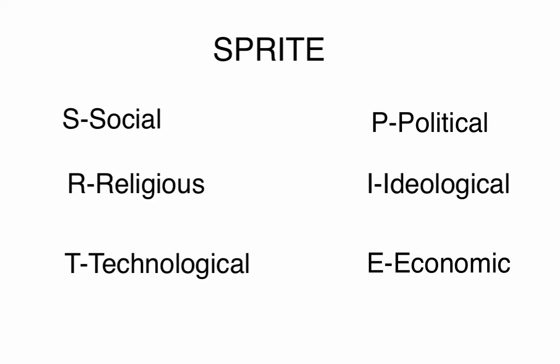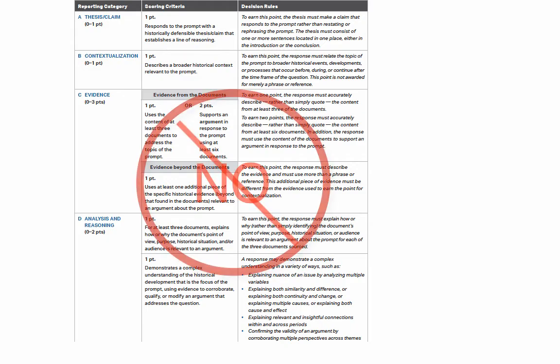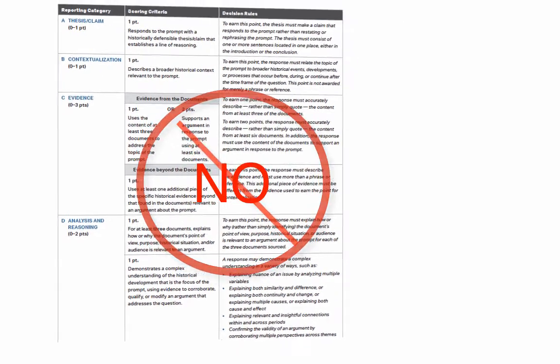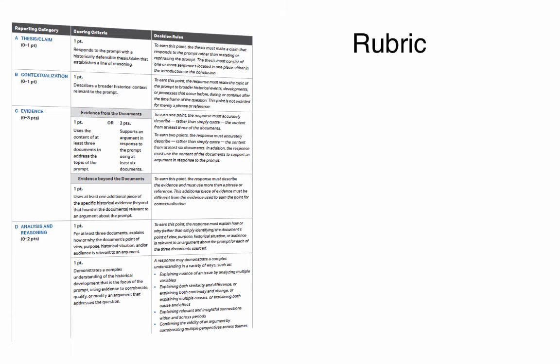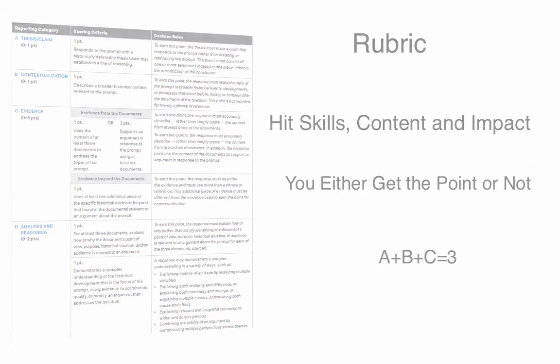Keep each answer to about 2 to 3 sentences at the most. Be brief, concise, and provide the specific argument that the prompt question is asking for you to do. So what is the rubric for answering short answers? Well, good news and bad news. First, the bad news. There is no rubric. But here's the good news. Each answer is graded on whether or not you hit the elements that were stated before. So if your answer provides the historical thinking skill, historical content, and impact to the question, you get a point. If you do this for A, B, and C, you get 3 points.